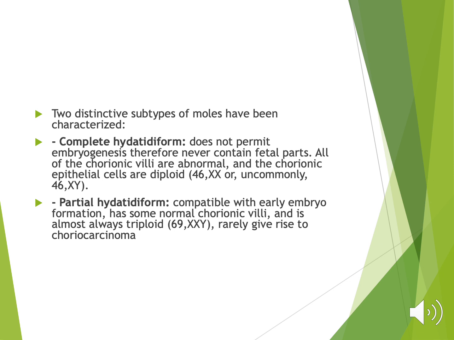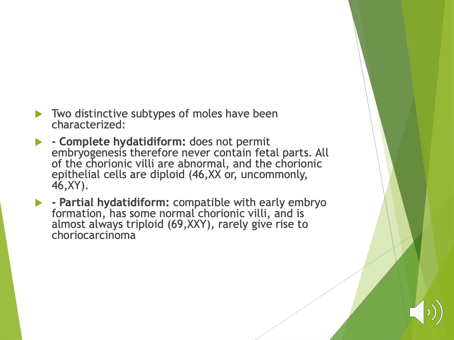Complete mole occurs when 2 sets of paternal chromosomes fertilize an empty maternal ovum, meaning complete moles have 46 chromosomes, similar to the normal human cell. However, all of these 46 chromosomes are from the father, and the mother did not contribute any chromosomes. This does not allow for formation of fetal parts or normal embryogenesis.